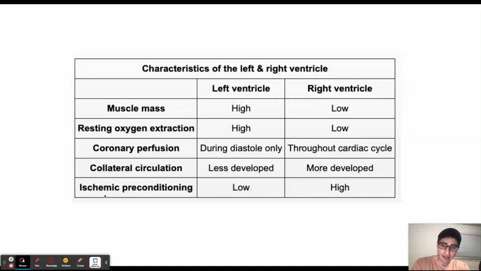And ischemic preconditioning is going to be lower in the left ventricle than in the right ventricle. Now, ischemic preconditioning refers to mild ischemic states that are going to prepare the tissue for future ischemic events. So, with ischemic preconditioning, we have these mild ischemic states that are going to cause changes within the tissue that are going to prepare the tissue better for future ischemic states. And as a result, the right ventricle is going to be a lot more prepared for ischemic states than the left ventricle because it has ischemic preconditioning.